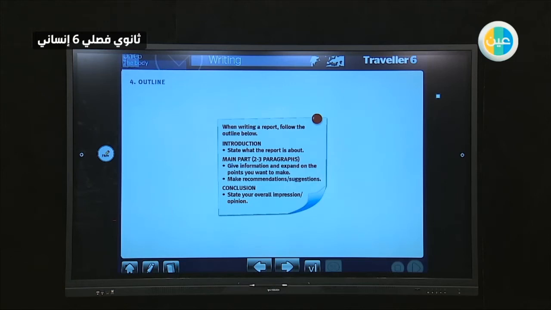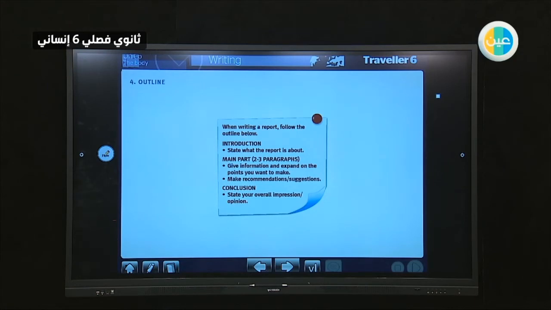When writing a report, follow the outline below. It says follow the instructions or the main points here. Number 1, introduction. The first point is the introduction. State what the report is about. That is, you mention what this report is written for, what the main goal of this report is, general and comprehensive information. Then you go to the main part.